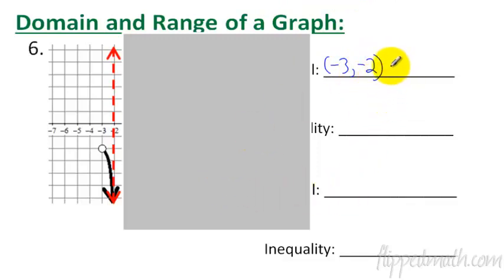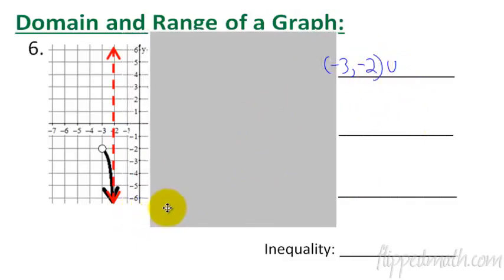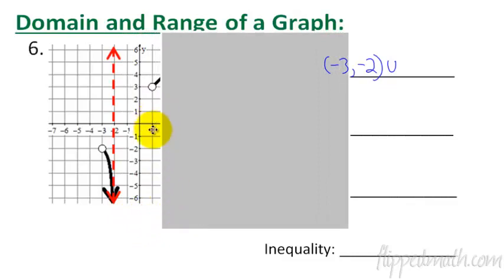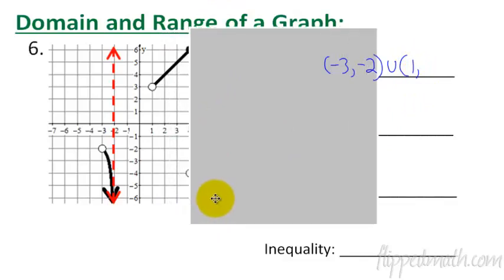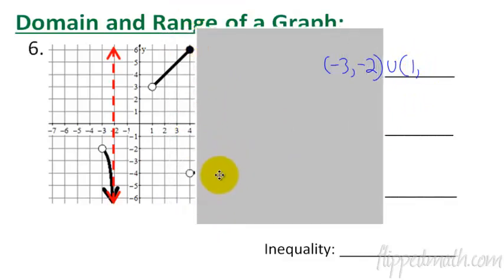Now we do a union symbol, and we go back and start revealing. Okay, so there's a break here. When does it pick up again? It picks up right there at an x value of 1. So we're going to say it restarts at 1. It's an open circle. And then it continues until we get to what value? A value of 4.